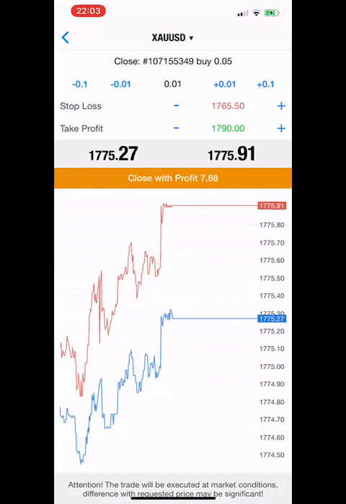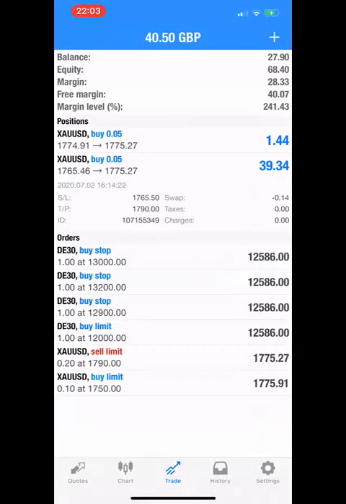If you can see that, put number one in the chat. If everyone saw that, put number one in the chat. This is how you take partial profit.